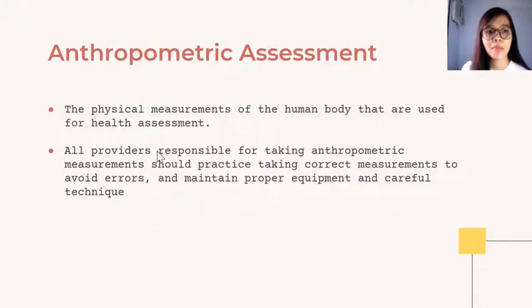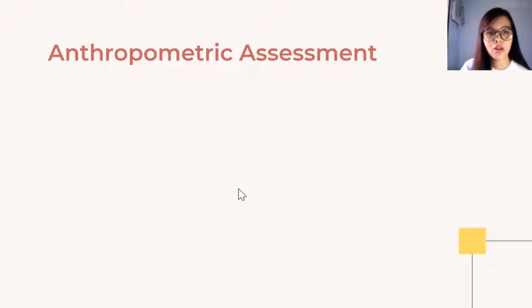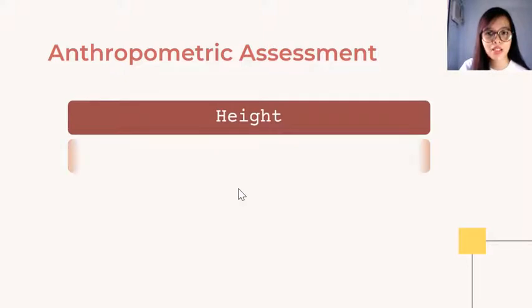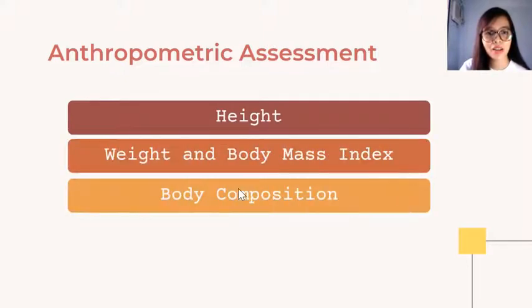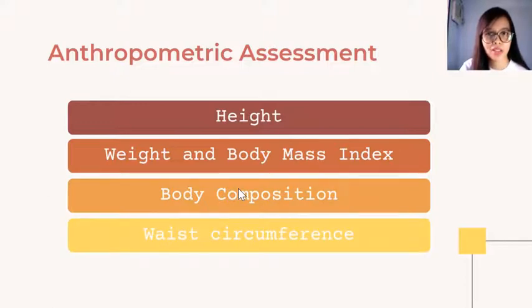The thing about anthropometric assessment is that it can be very helpful. However, it is also prone to error. So you should always use the proper techniques in doing anthropometric assessment. Here are the components of your anthropometric assessment. We have the height, the weight and the body mass index, the body composition, and your waist circumference. Let's discuss that one by one.